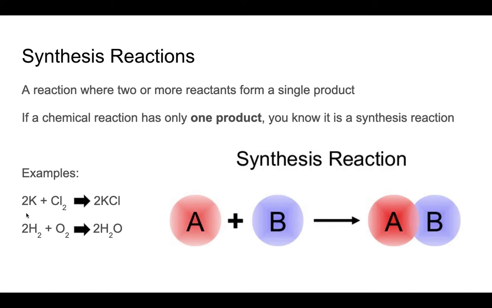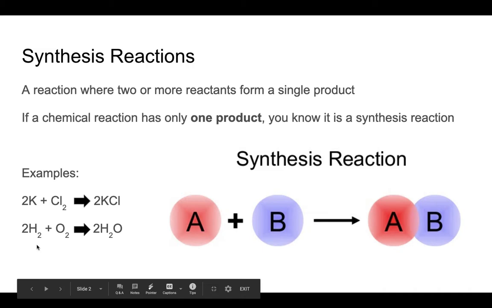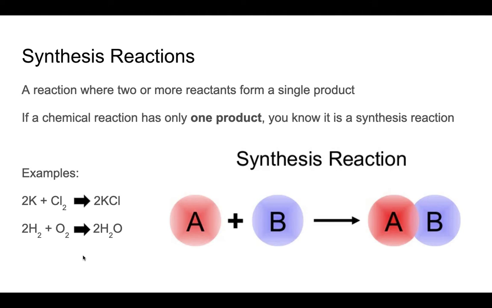And we've got two examples. One of them is the combination of potassium and chlorine to form potassium chloride, and then we've got the formation of hydrogen gas and oxygen gas to form water. So you can see there's two reactants that combine together to form one product. If the reaction you're looking at only has one product, we know it's a synthesis reaction.